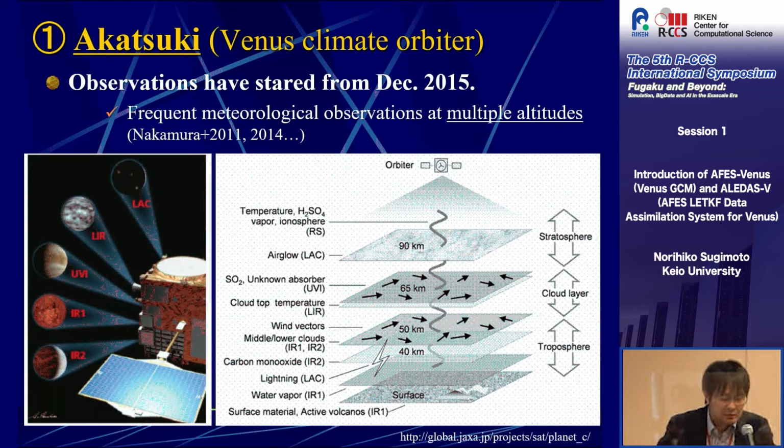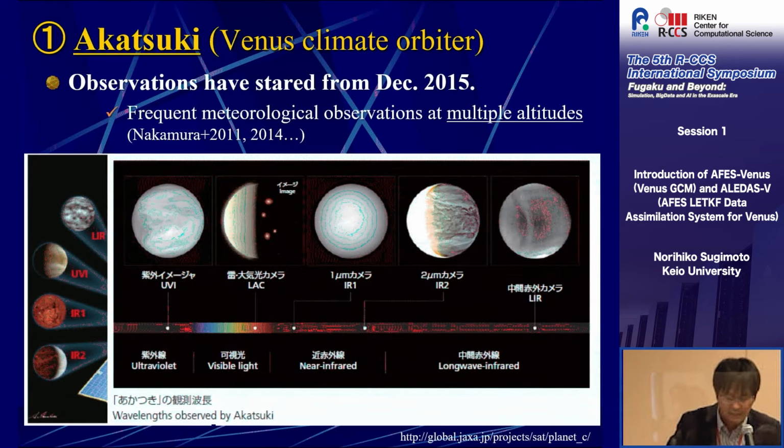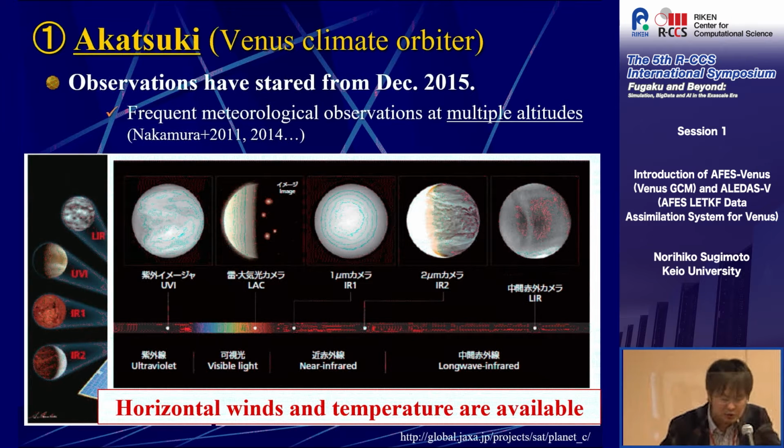The Akatsuki Venus Climate Orbiter has been observing since December 2015. We have many meteorological observations at multiple altitudes with cameras of different wavelengths, as shown here. This is an example of images, at several altitudes by infrared, long-wave infrared and ultraviolet. Using these images, we can obtain horizontal wind and temperature, which are available for data assimilation.